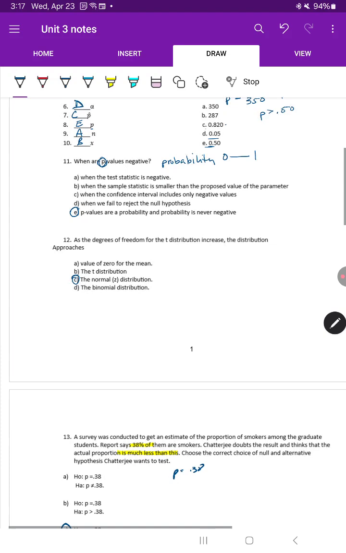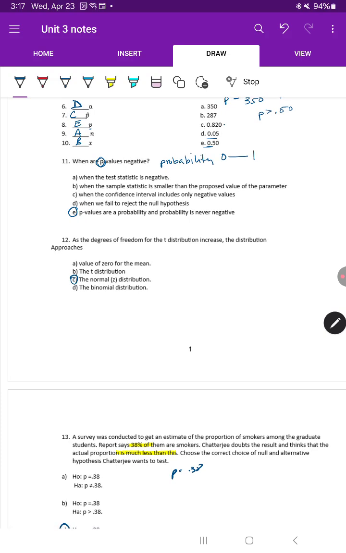As the degrees of freedom in the t-distribution increases, the distribution approaches normal. We're dealing with the t-table because we don't know the standard deviation and we don't know the mean. So there are two unknowns, and we have to use a t-table. What we're trying to get to is a normal distribution. As we get more degrees of freedom, in other words as our sample size gets bigger, we get closer and closer to that normal distribution.